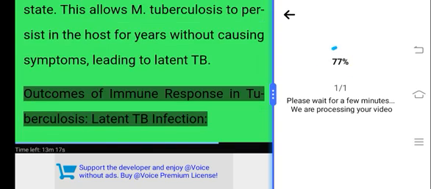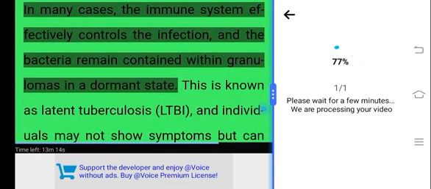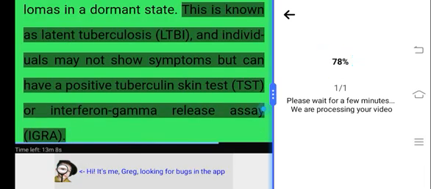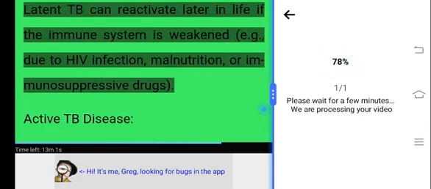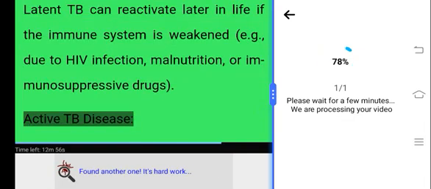Outcomes of immune response in tuberculosis: latent TB infection. In many cases, the immune system effectively controls the infection, and the bacteria remain contained within granulomas in a dormant state. This is known as latent tuberculosis, LTBI, and individuals may not show symptoms but can have a positive tuberculin skin test, TST, or interferon gamma release assay, IGRA. Latent TB can reactivate later in life if the immune system is weakened, e.g., due to HIV infection, malnutrition, or immunosuppressive drugs.